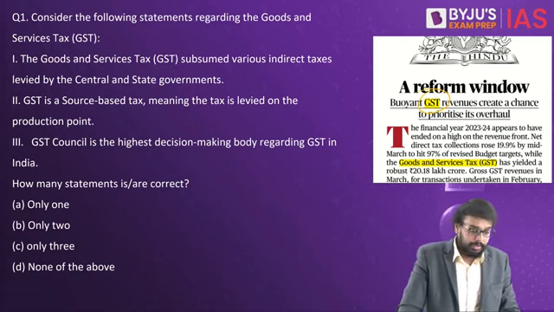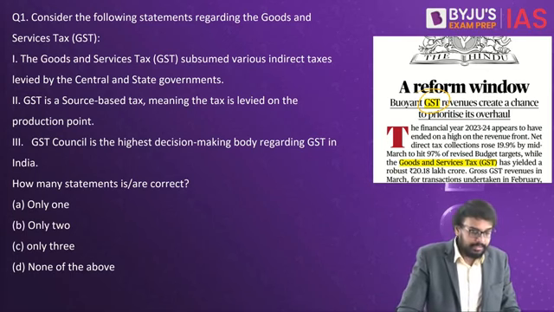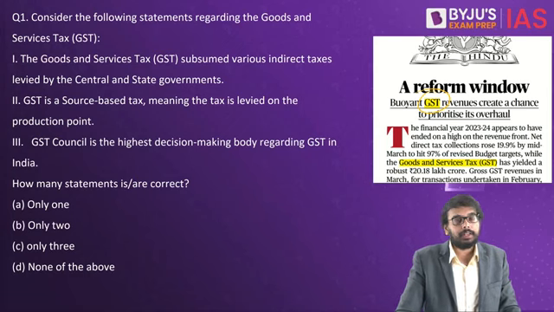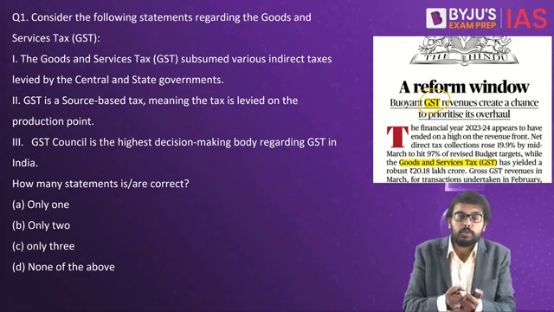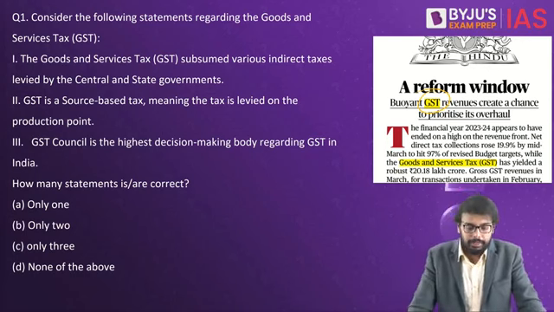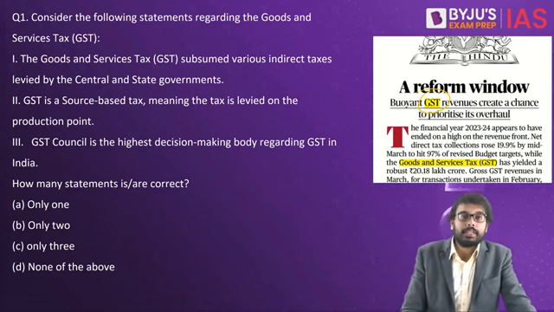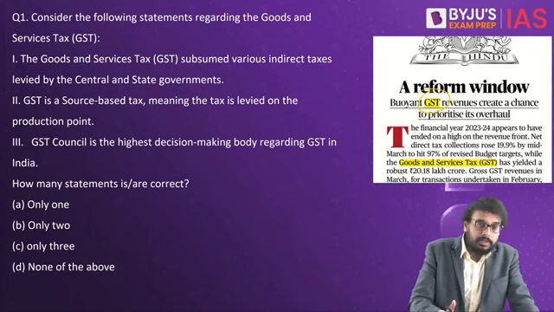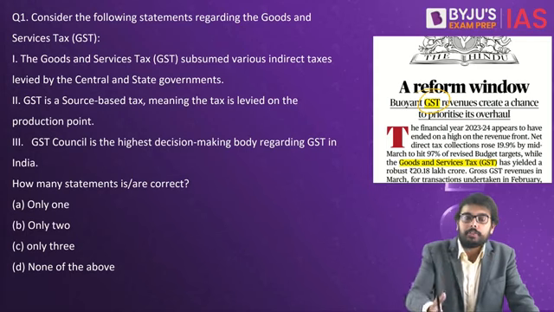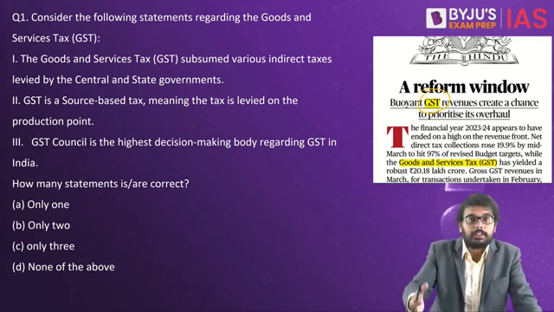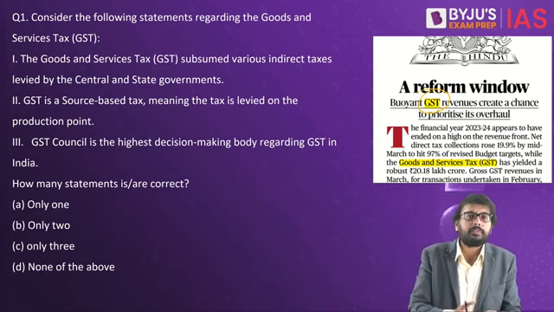Okay. So statement 1. The goods and services tax subsumed various indirect taxes levied by the central and state government. Is it true? Did the GST subsume the indirect taxes levied by union and state government? What do you think? That's the reason why GST was introduced. Earlier, before GST, there were multiple taxes put on various commodities, both by state government and central government. As a result, the cost of the product was different in different states.